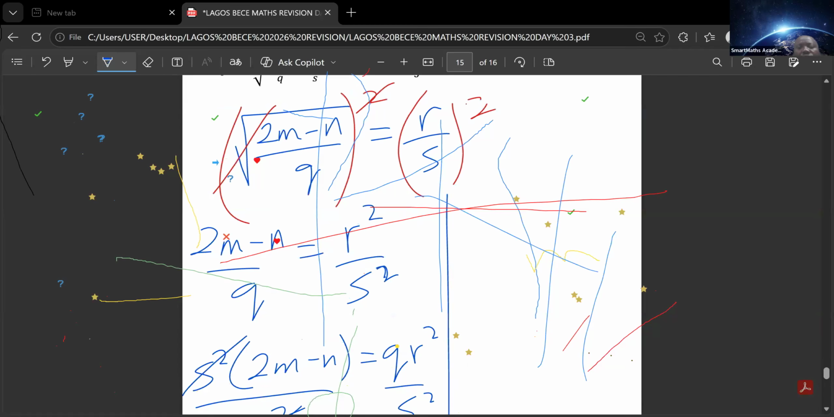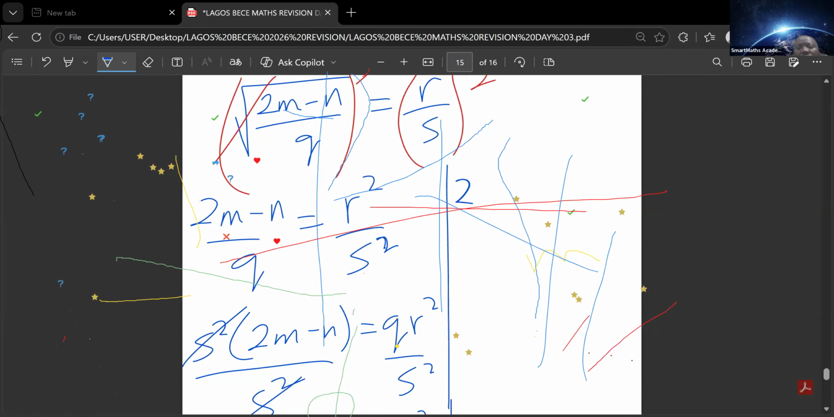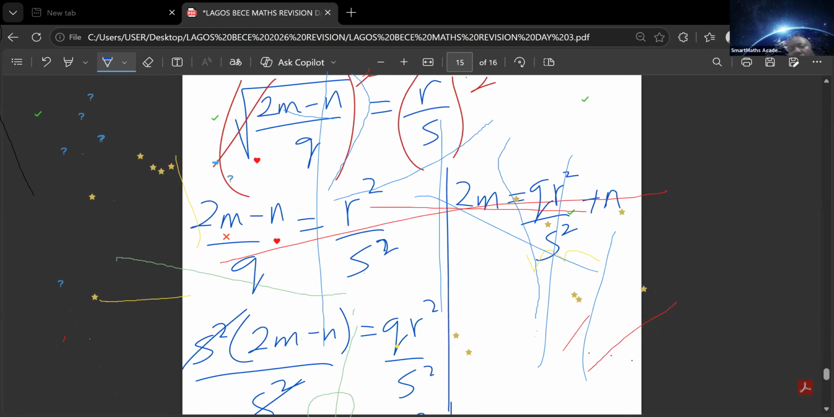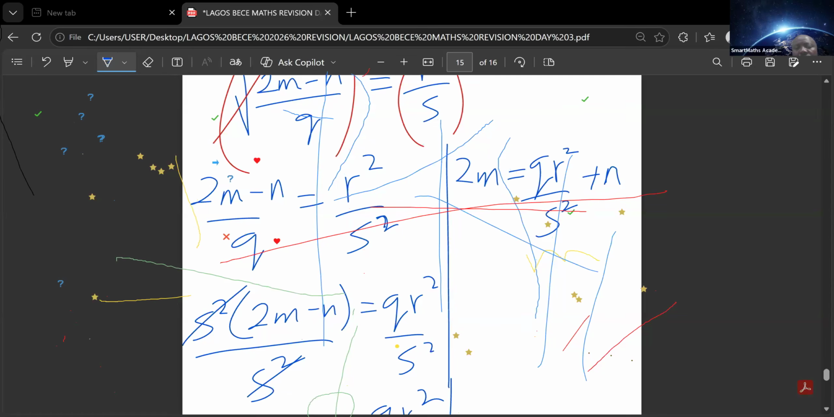So that means we have 2m equals to qr squared over s squared plus, it's going to be plus n now because it's minus here. Don't forget the equation with this. It becomes plus here. So now we have this, but what we are looking for is m. The 2 is disturbing us. So what we are going to do is multiply both sides by half. Multiply both sides by what? Half. So in that case, we have 1 over 2.